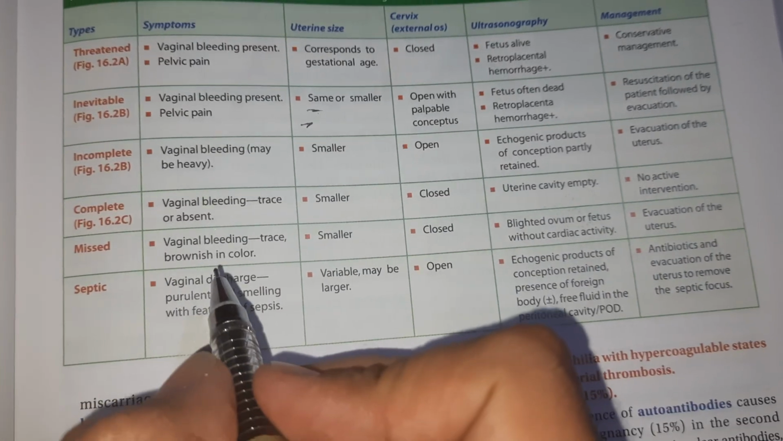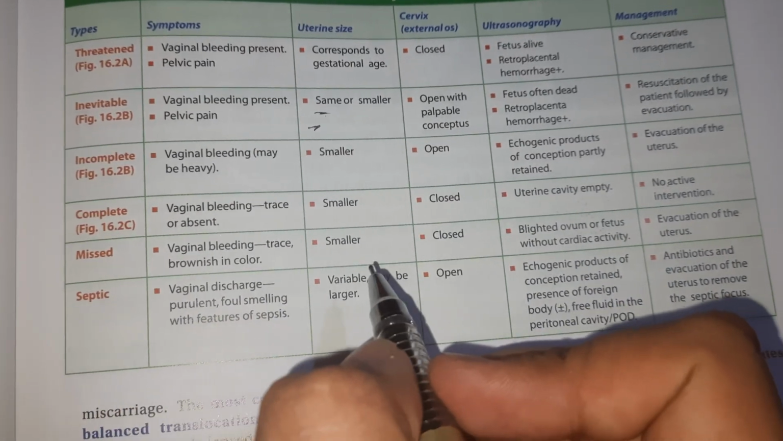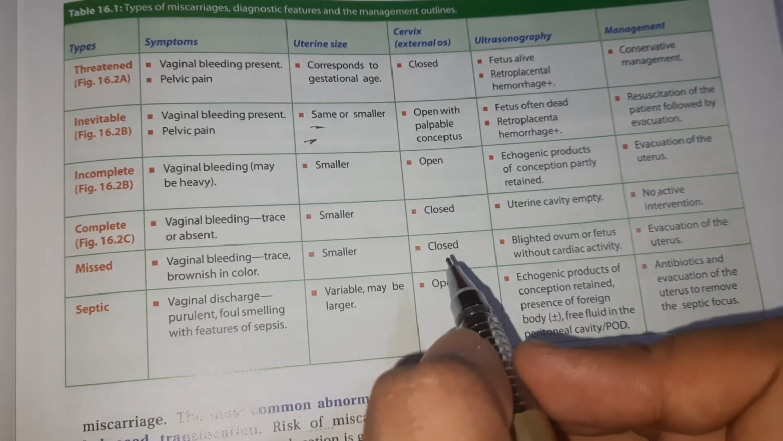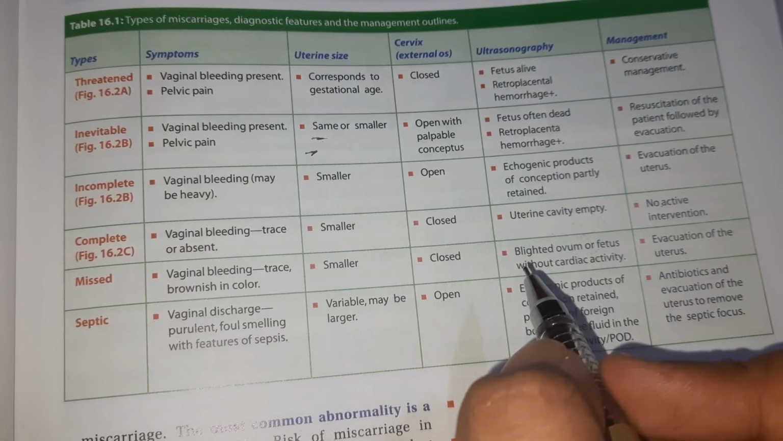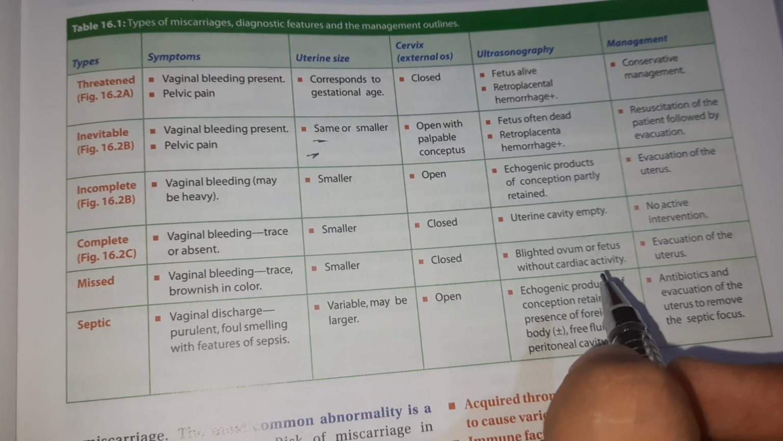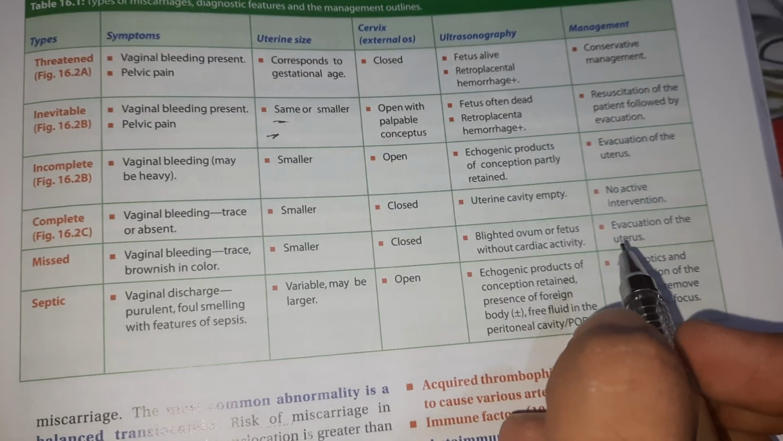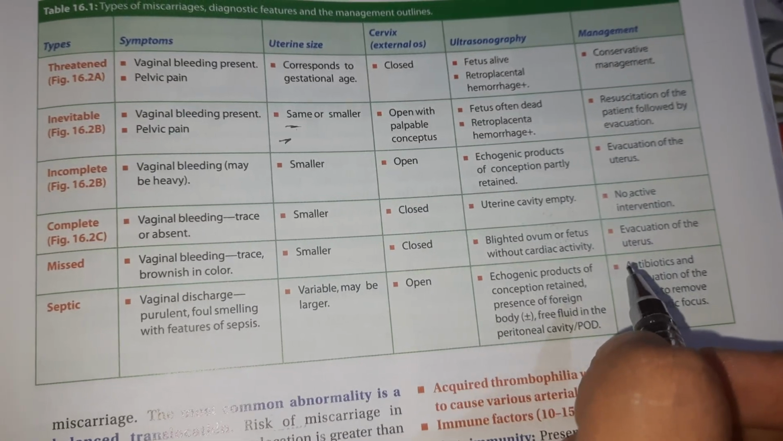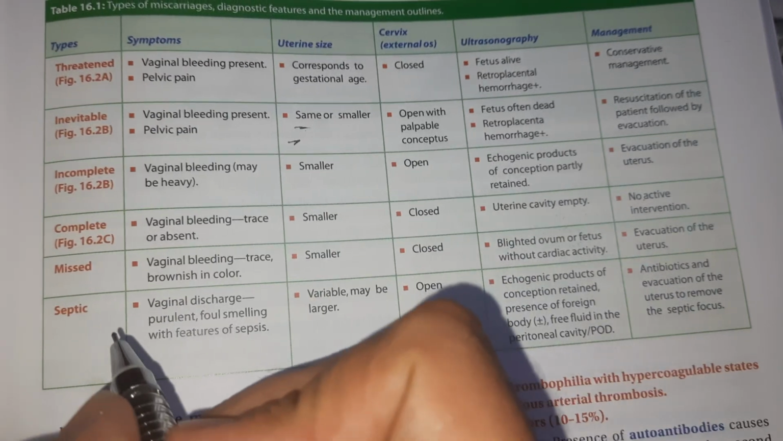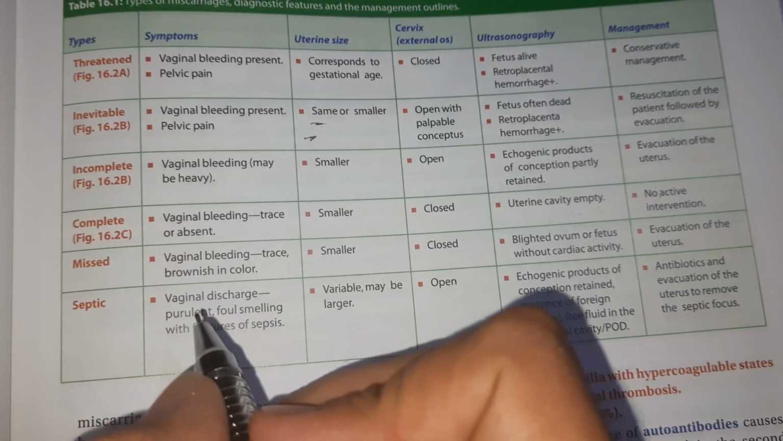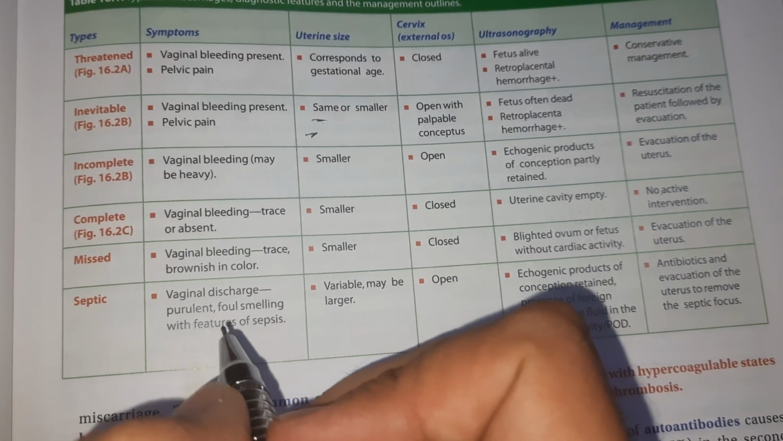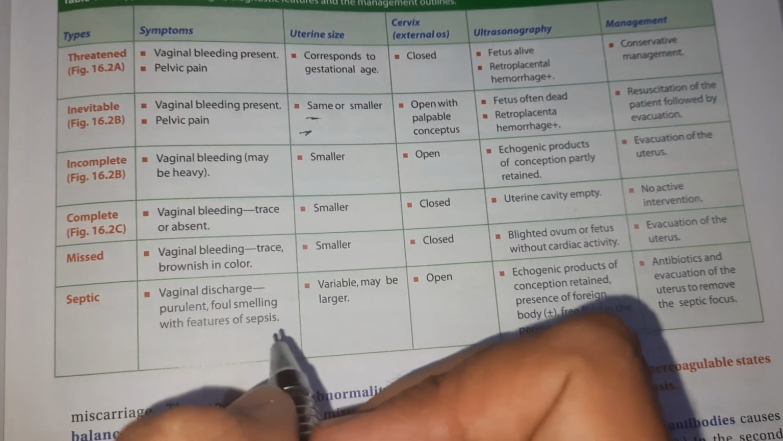In missed abortion, the vaginal bleeding is trace, brownish in color, and the uterus is smaller than the period of gestation. The external os is closed, there is a blighted ovum or fetus without cardiac activity, and evacuation of the uterus is done as treatment.